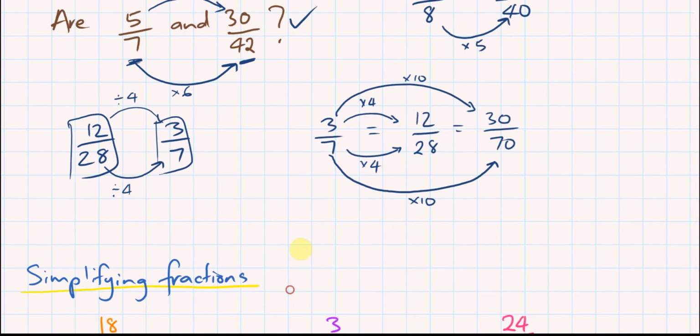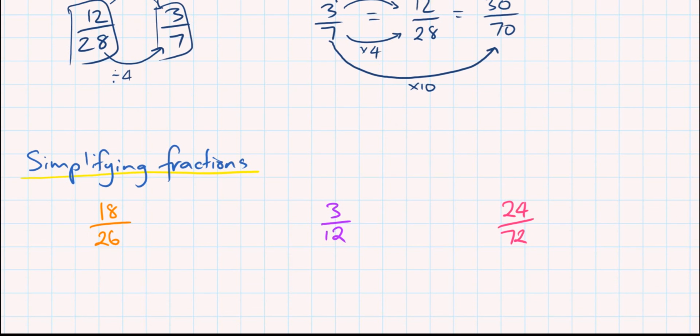Okay, moving on to simplifying fractions now. The goal in simplifying fractions is to find the simplest form of the fraction. And the way we do that is we want to find a number that divides evenly into both the numerator and the denominator. So if we look at 18/26, what number do we know of that divides evenly into both those two numbers?